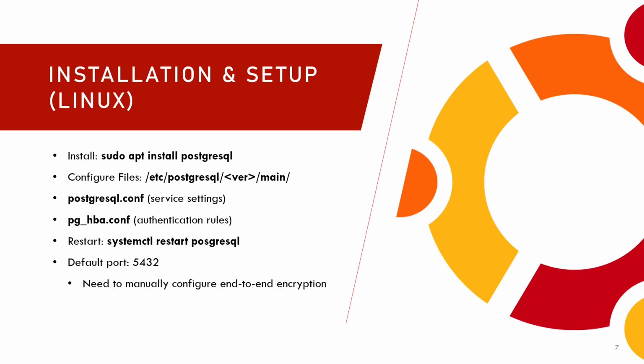So by default, PostgreSQL listens on port 5432. This accepts local connections and doesn't use encryption. So it requires extra setup to make it more secure for real environments. So we have to make sure that it's actually using end-to-end encryption. And for PostgreSQL, there is no quote-unquote secure port like we have seen in the past. So we have to make sure that the one that we have is as secure as possible.